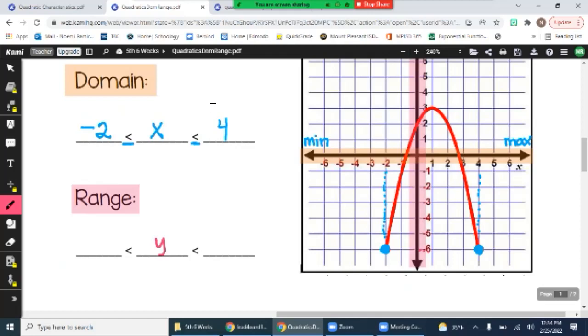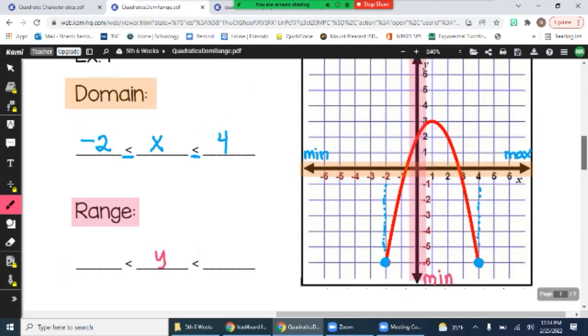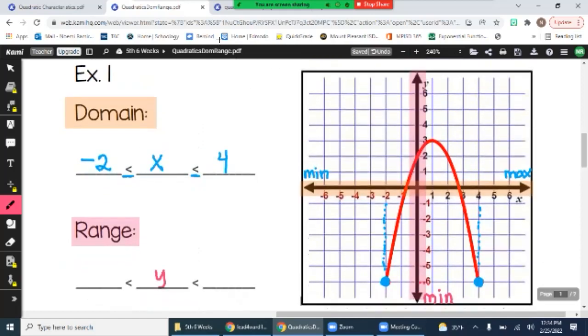Okay. All right. Range. We're still writing from lowest to highest, minimum to maximum, smallest to largest. Where is my lowest point on my y-axis? On the bottom. Minimum is on the bottom. First, I'm trying to label my minimum and my maximum so I know where to look.